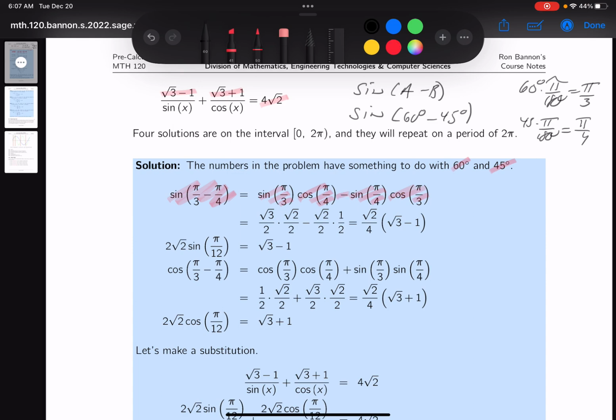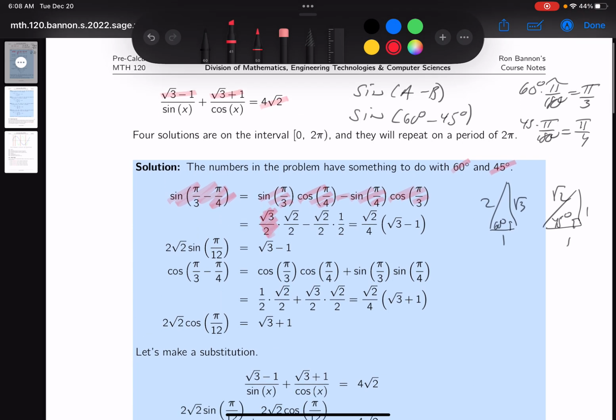And again, you'd need to know two triangles for that. You would need to know the 60-degree triangle, which is root 3, 2, 1, and the 45-degree right triangle, 1, 1, root 2. So I write it down. The sine of pi over 3 is root 3 over 2. The cosine of 45 degrees is 1 over root 2, or if you rationalize the denominator, root 2 over 2. The sine of 45 degrees, again, is 1 over root 2, or root 2 over 2. And the cosine of pi over 3 is 1/2.